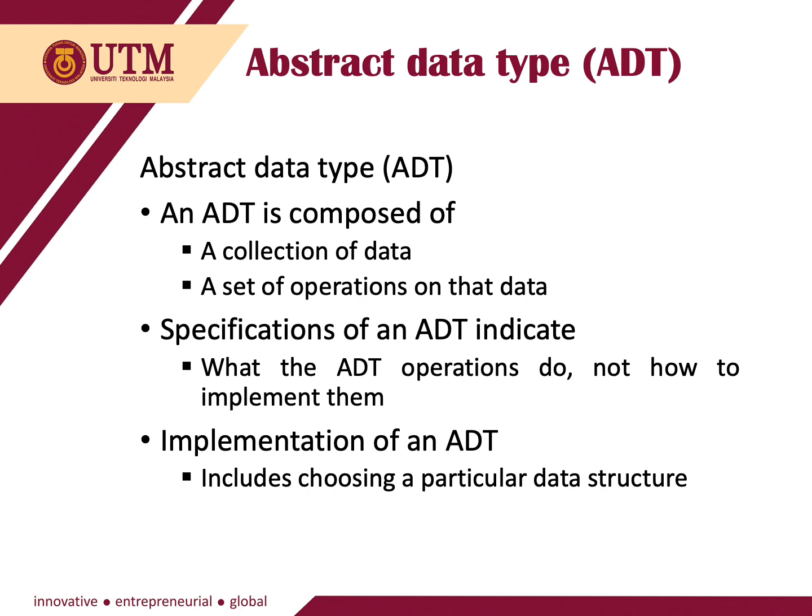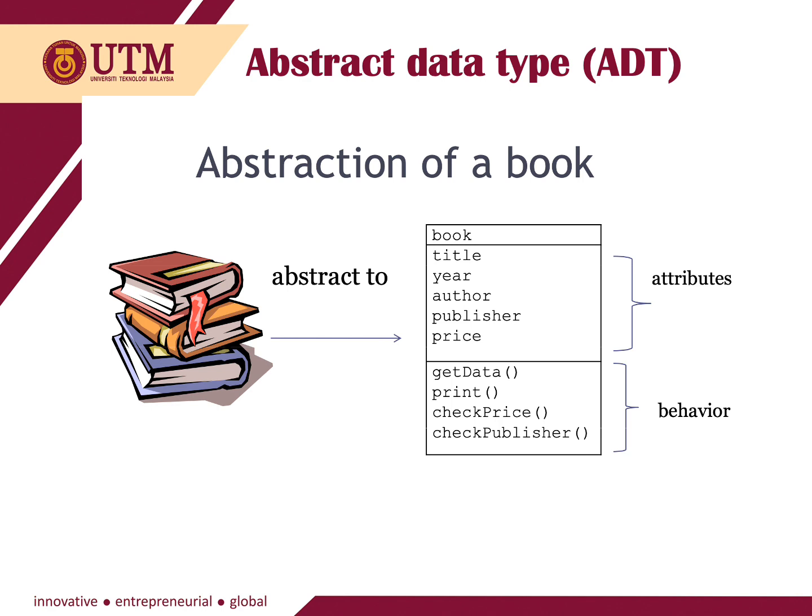This is an example of abstraction of a book. For the data abstraction of a book, think of features or attributes. Here are the attributes: the title, year, author, publisher. And for the functional side, think of what we can do to the book. We get the data, we print, we check price. This is considered the behavior, or what we call function abstraction, for the book.